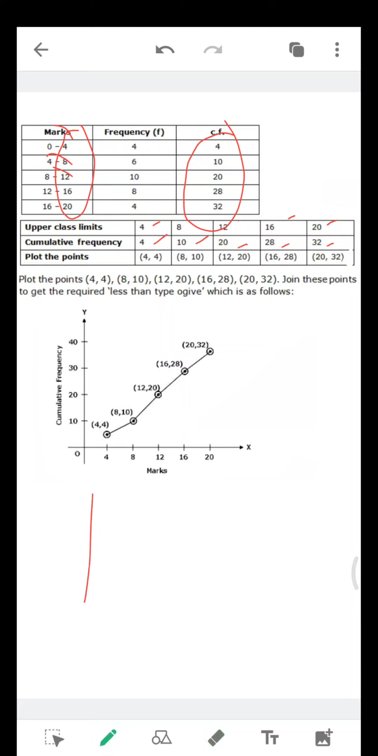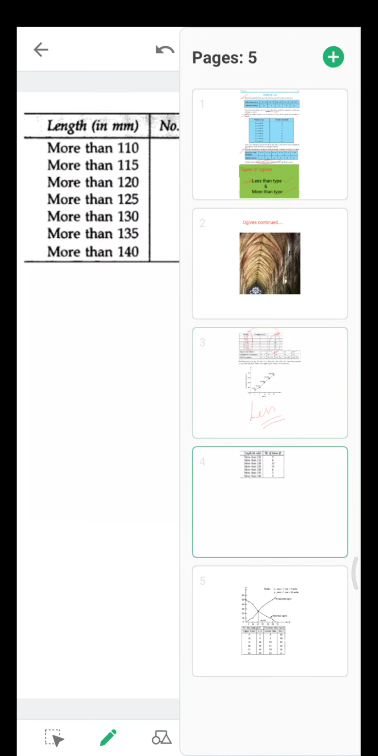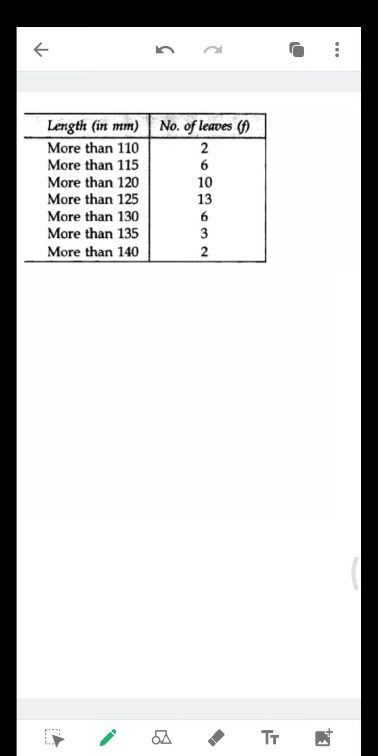Hope it's clear to you. So nothing new we are doing here. We are making cumulative frequency, and we are taking upper limits and cumulative frequency and plotting them on the graph. Next, see the more than type of ogive. So there is another example I have taken here. More than 110, more than 115. These are the length of leaves, or length of something, in millimeters, and these are the number of leaves. So this is one frequency table.